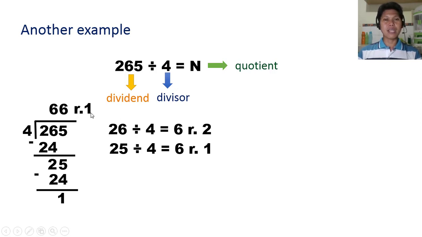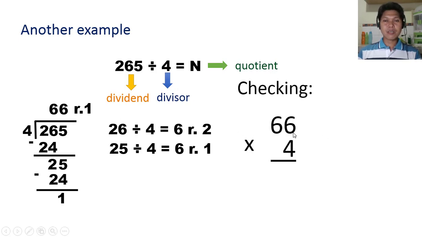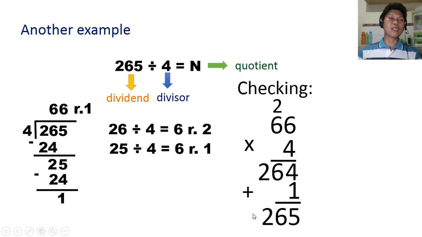So, 66 remainder 1. Check natin. 66 times 4 is equal to 6 times 4, 24. Regroup these two. 6 times 4 is 24 plus 2 is 26. And our answer is 264. Bakit hindi ka katulad ng 265? Because kailangan pa natin i-add ang remainder na yan, which is 1. So, 264 plus the remainder, which is 1, is equal to 265, and we got the correct answer.